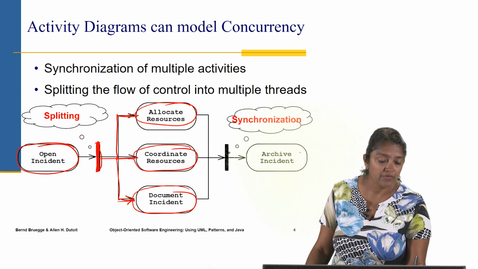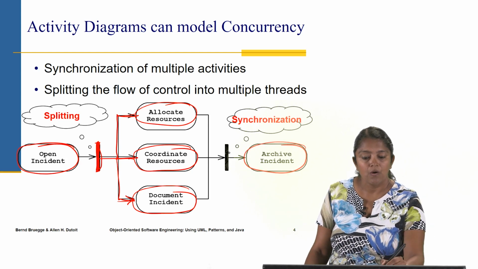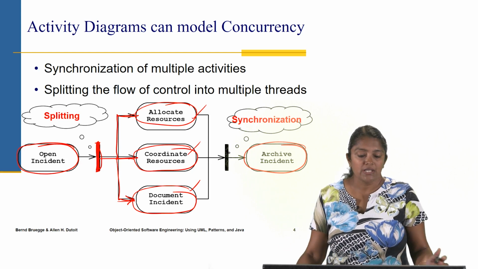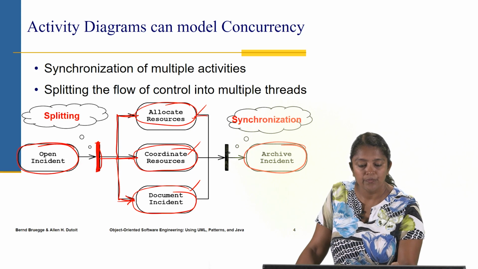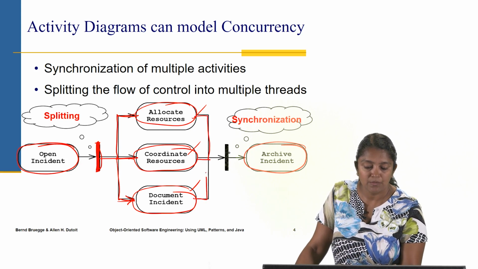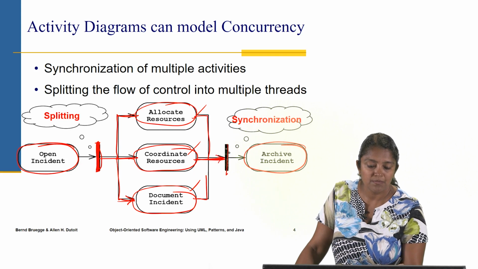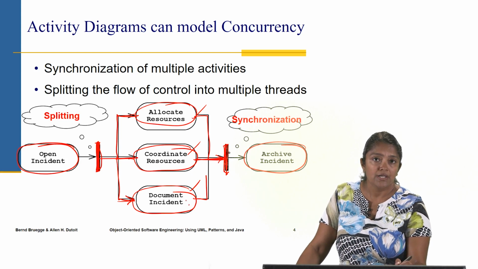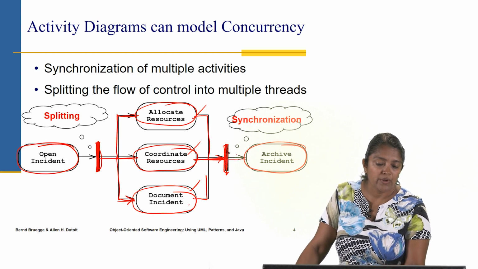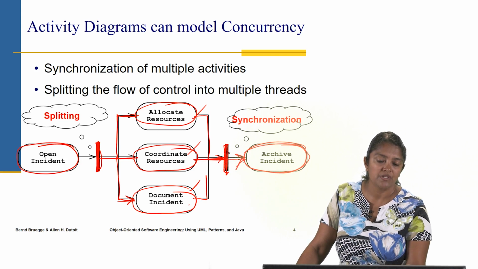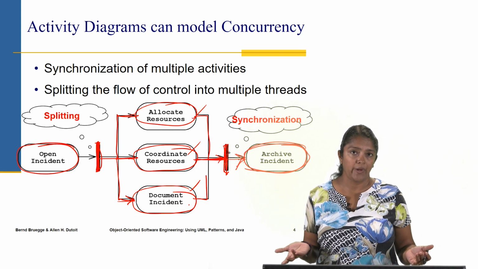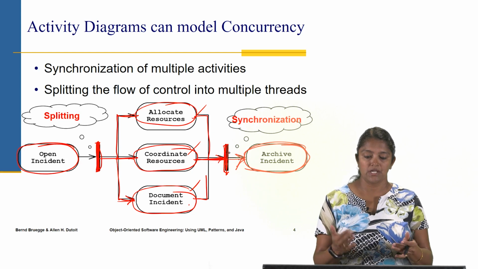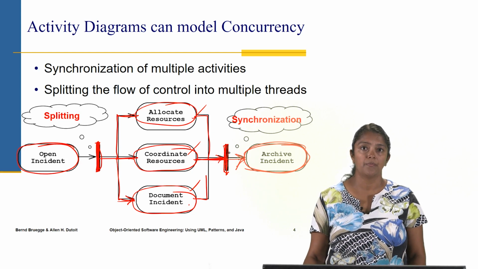But then our final activity of archiving cannot occur until all 3 of these previous activities have been completed. So that's where we use the synchronization, and we're going to wait for all 3 threads to complete. The synchronization symbol over here is waiting for that, and only when all the threads have completed their activity is the next activity of archiving invoked. So again, this is another way to represent workflow where concurrency is to be modeled, and it's done through this split and synchronization notation.